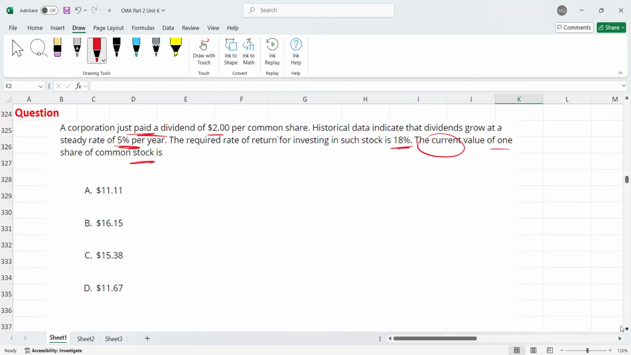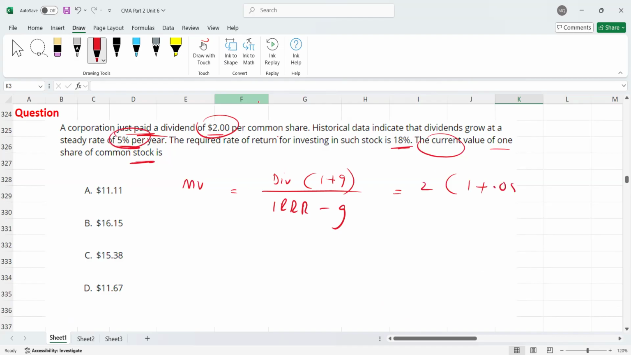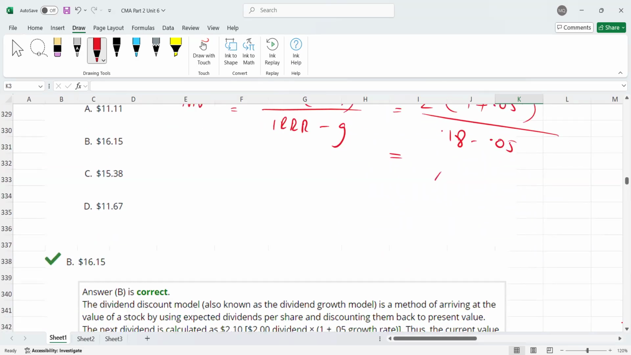It means you are applying the formula for when dividends grow from today to infinity. So what is the formula? Market value equals last dividend times 1 plus growth divided by the investor's required rate of return minus growth. Just apply it. Dividend is $2, so $2 times 1 plus growth. The growth is 5%, 0.05, divided by the investor's required rate of return, 18%, 0.18, minus 0.05. If you solve it, what will the answer be? 16.15. Understood? I hope it is clear.